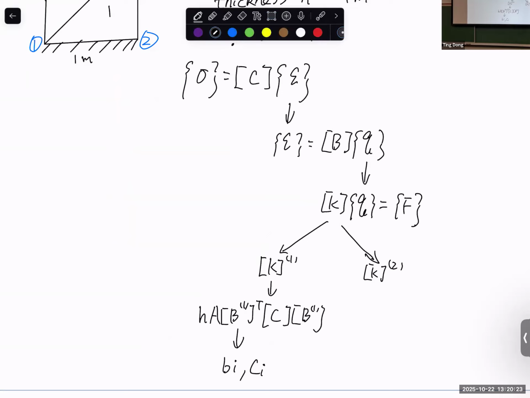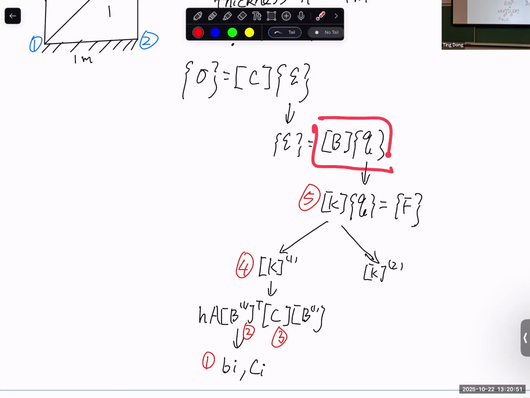So stepwise, we need to calculate the B's and C's for both elements based on the coordinates. We need the B matrix and C matrix, calculate the K matrix for each element, do the assembly, and solve for the unknown degrees of freedom. And once we have the unknown degrees of freedom, we put all the degrees of freedom in this equation. We can solve for strain.